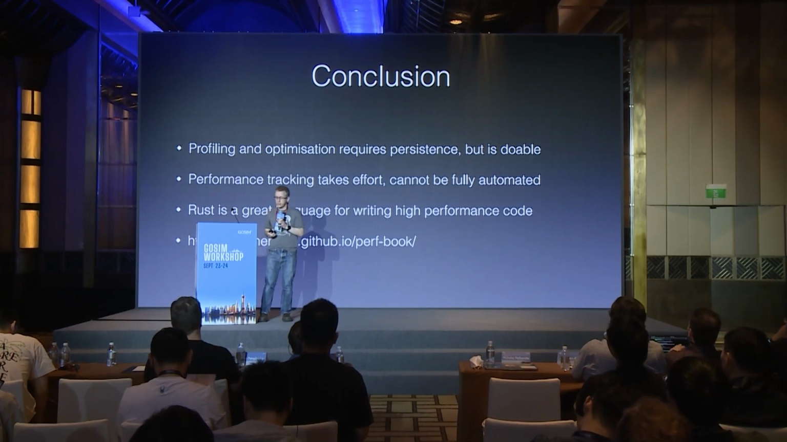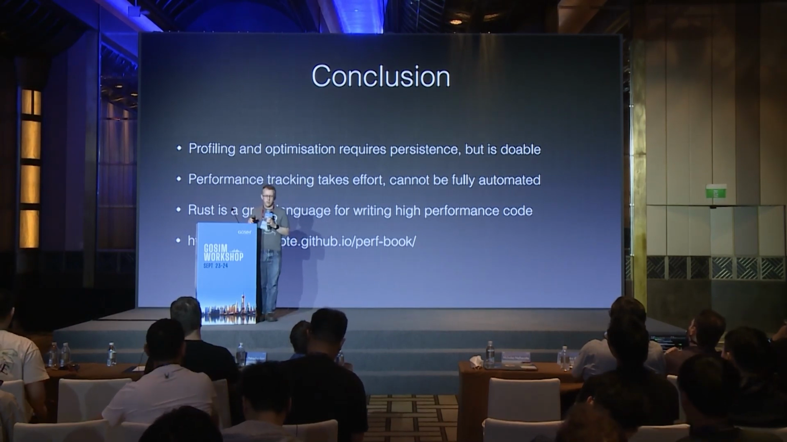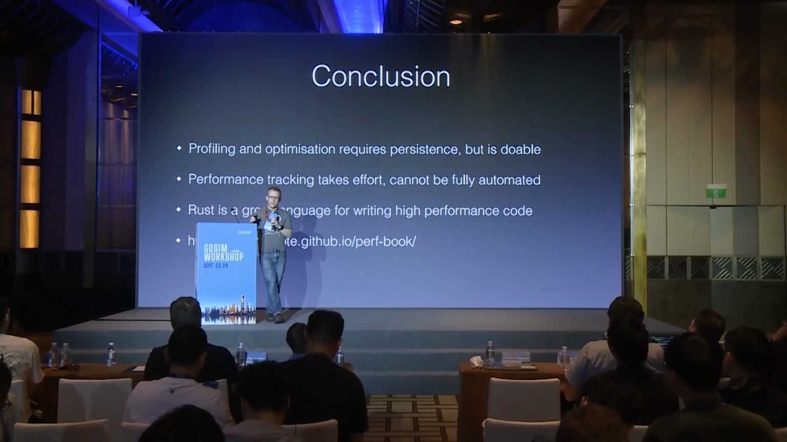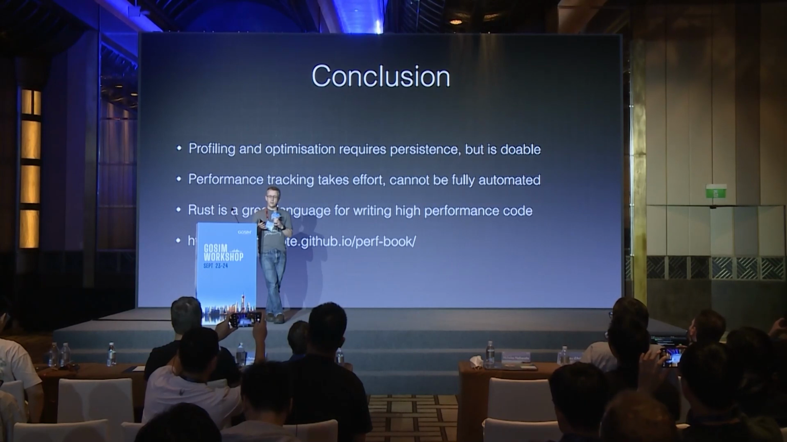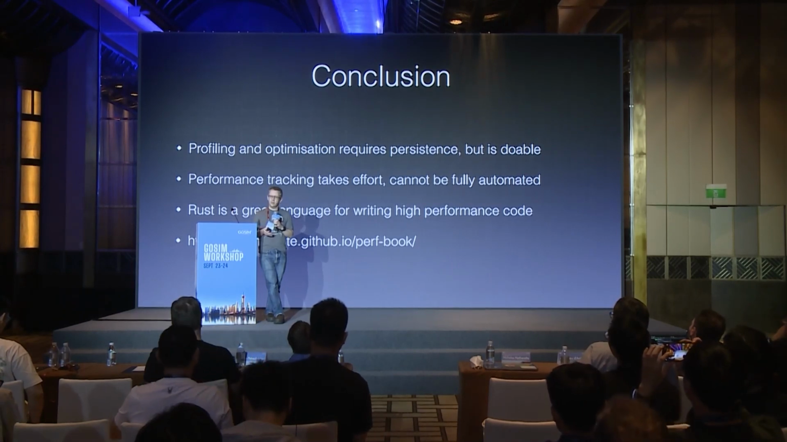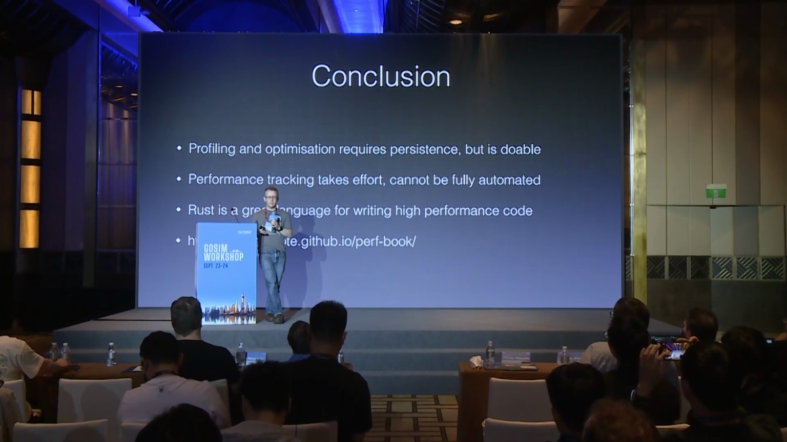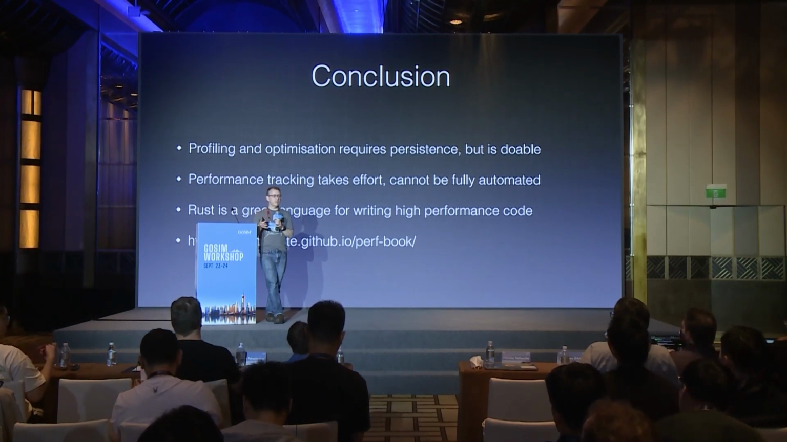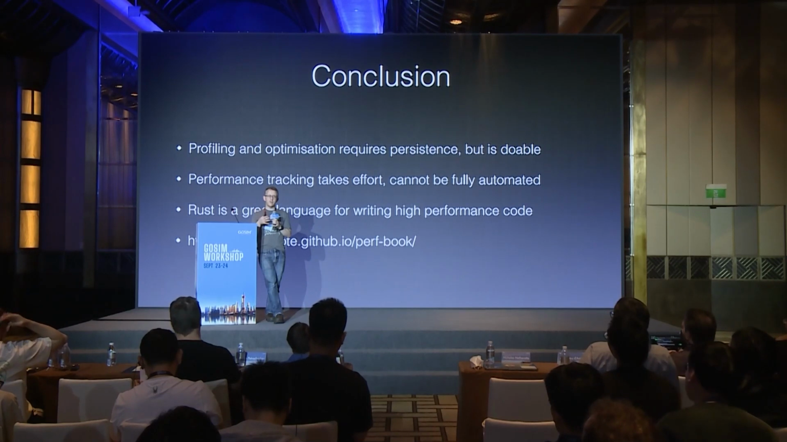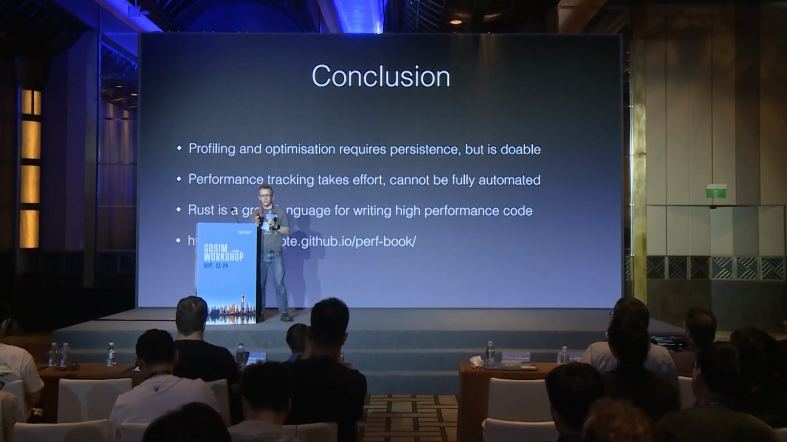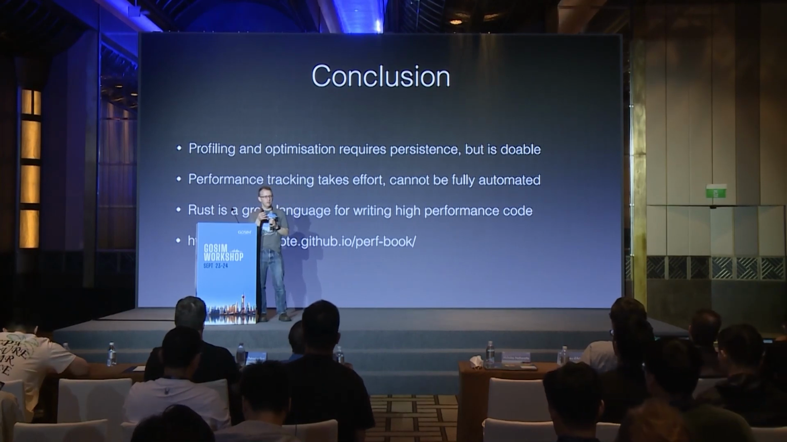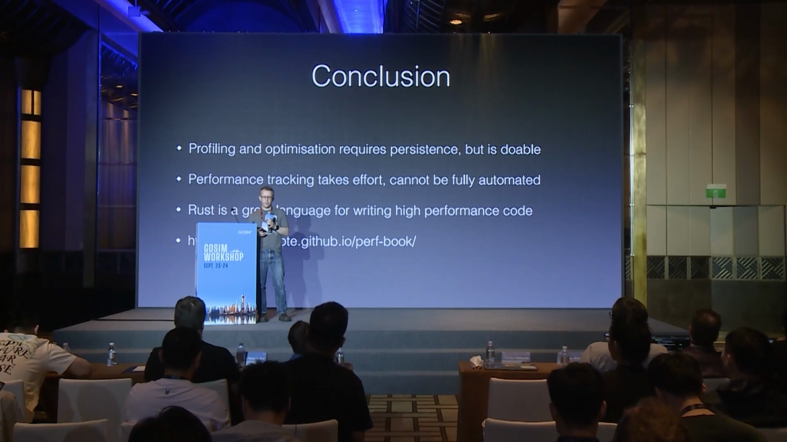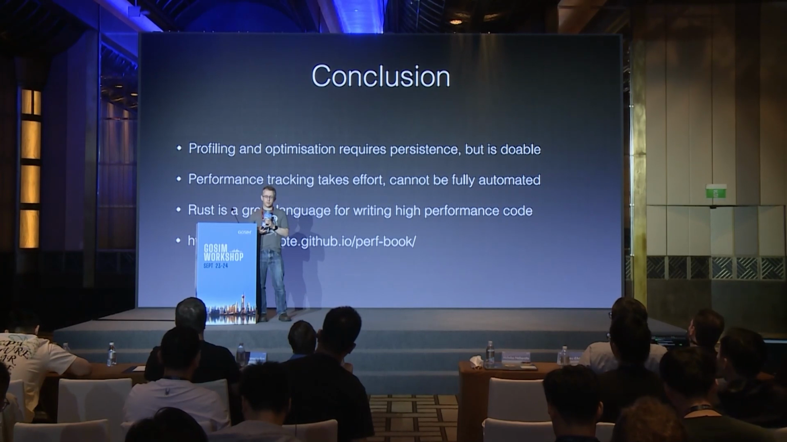All right, so that comes pretty much to the end of my talk. A few items to summarize. I think that profiling and optimization do require persistence. It's not super easy, but it is doable with a bit of effort and a bit of thought. Similarly, tracking performance does take effort. Unfortunately, it would be nice if you could do it in a fully automated way. In my experience, you can't do that. You need some level of human intervention to check that your automated processes are working well. But that's also something that's worth putting effort into if performance is important to you.